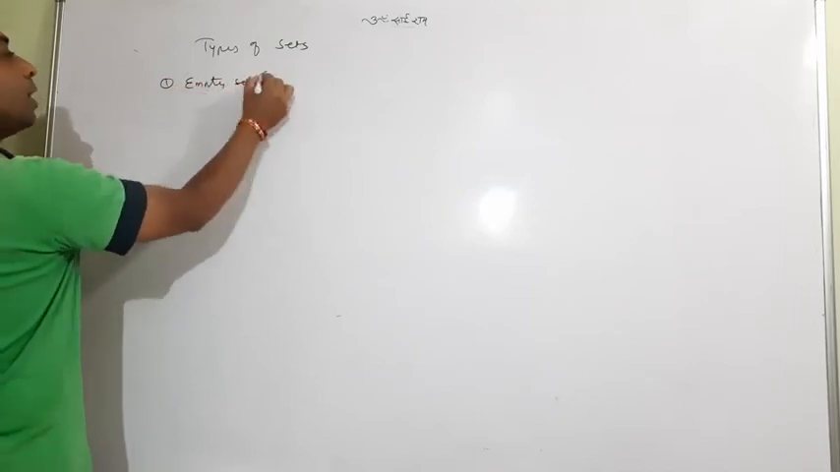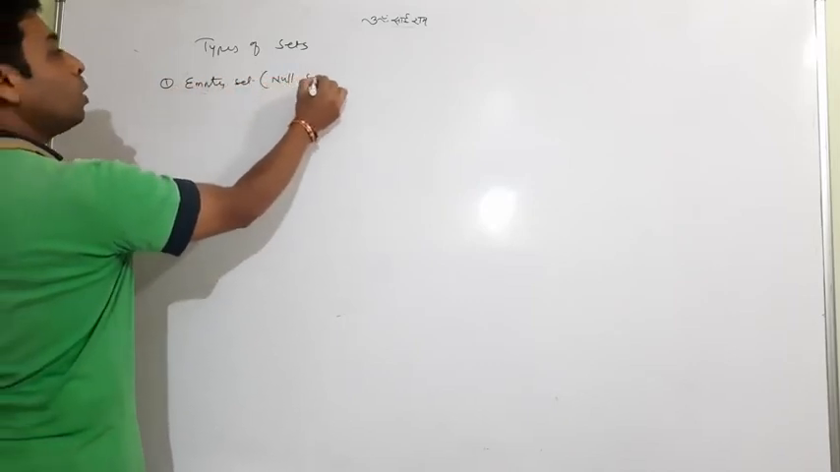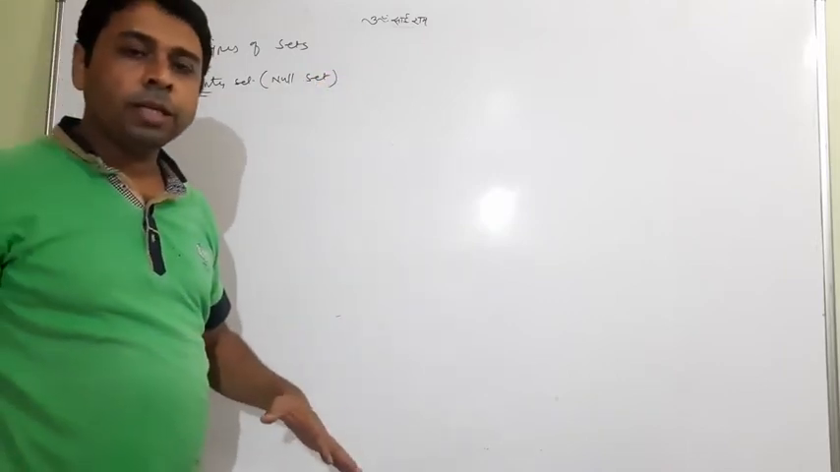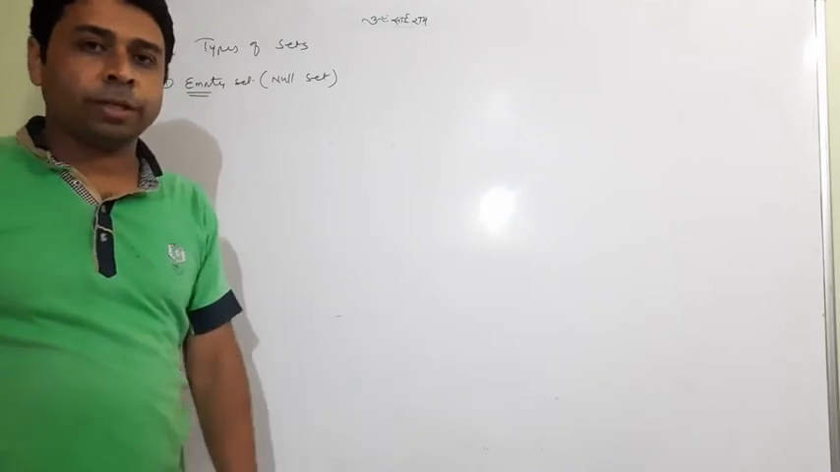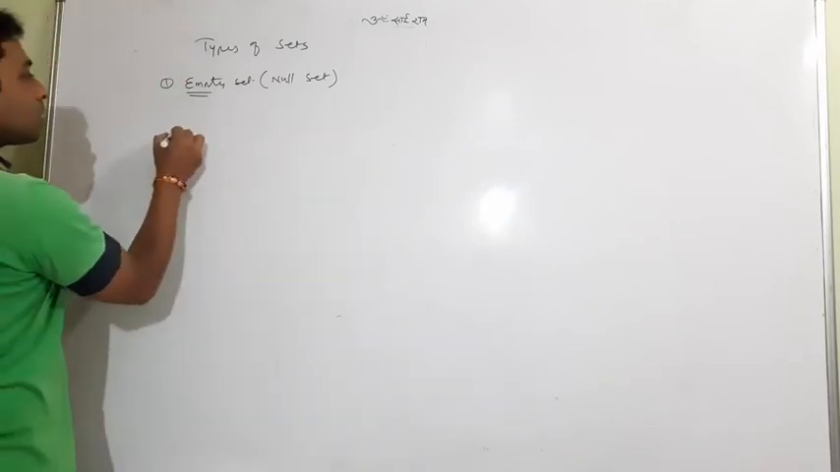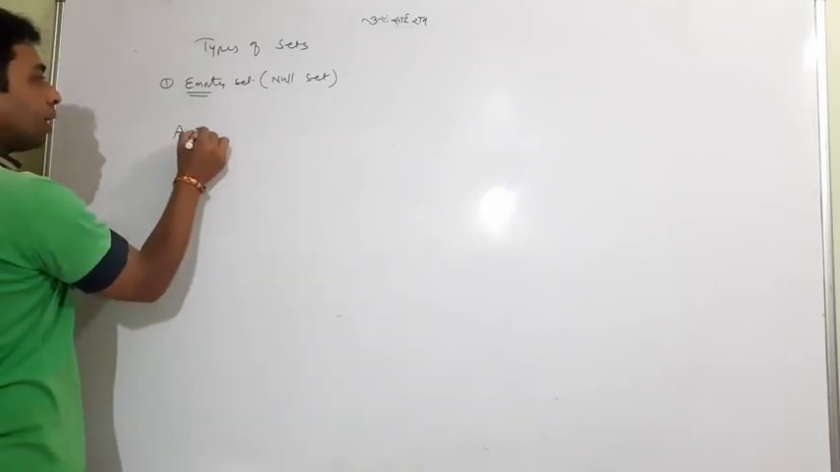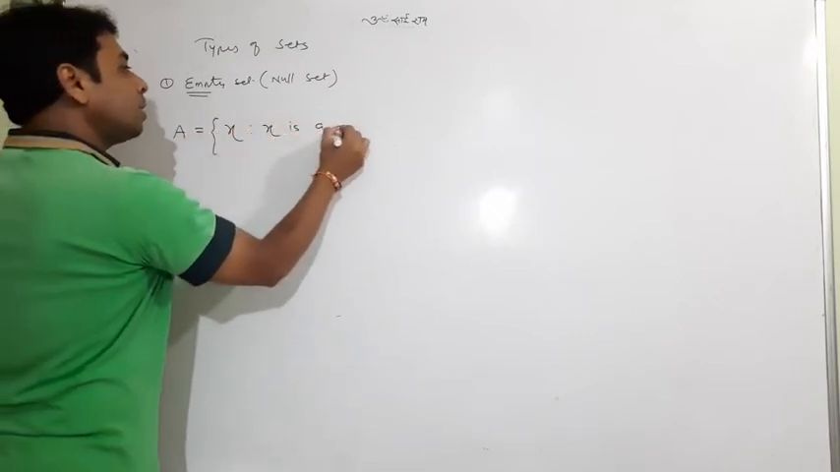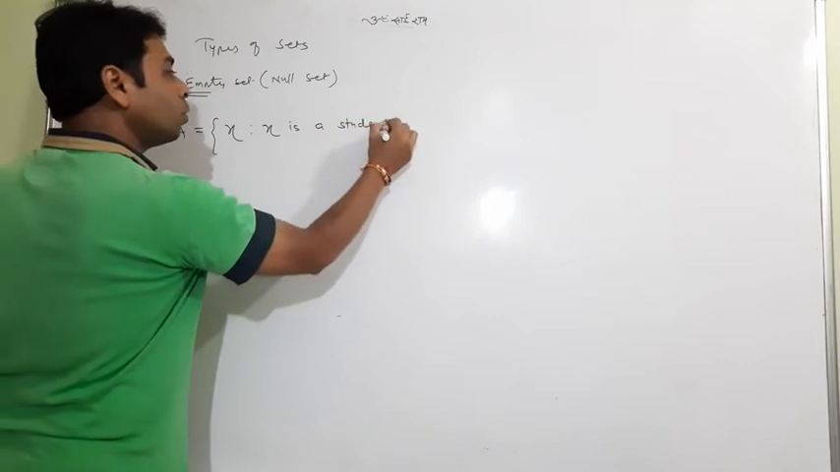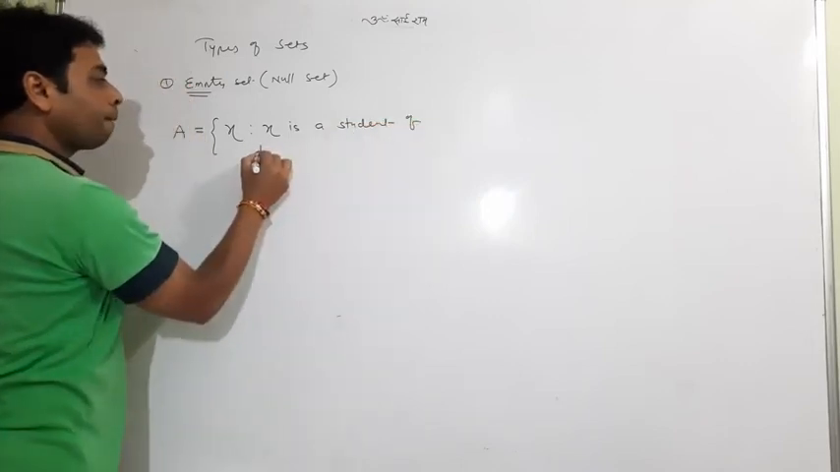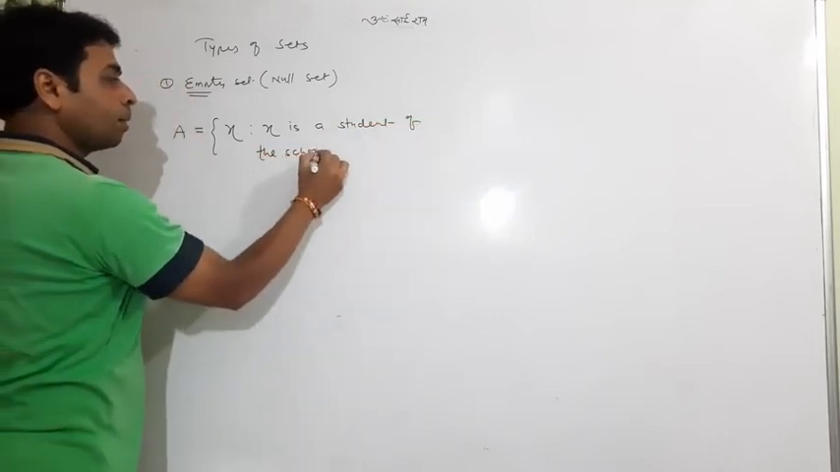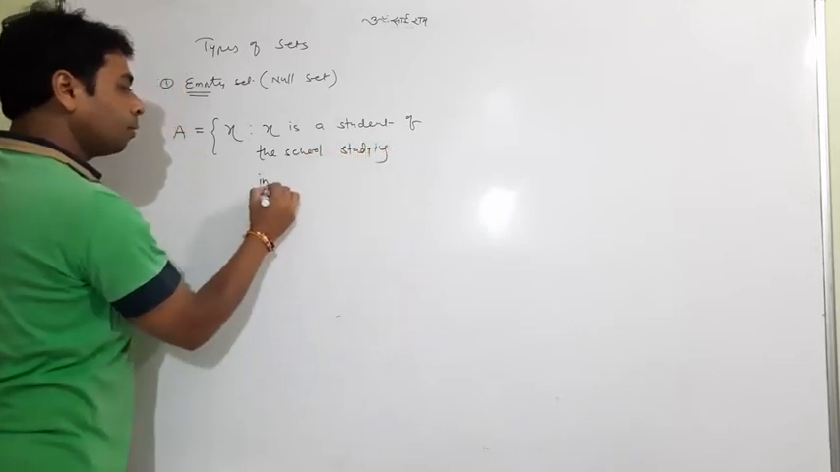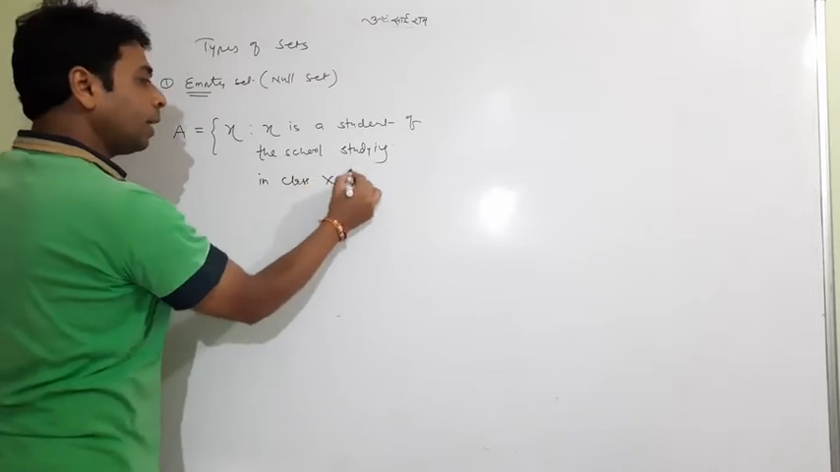It is very clear. Null set also. It is also called null set. It is very clear from the name, empty set, meaning the set containing no element. No element. If I write that A is a set, x such that x is a student of the school studying in class 10th and 11th.